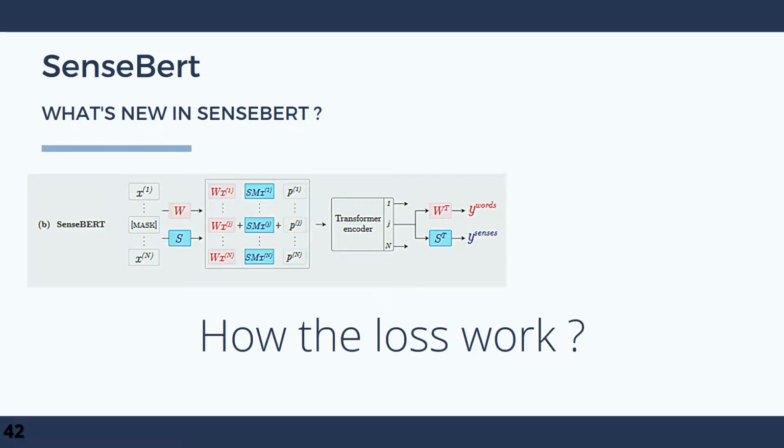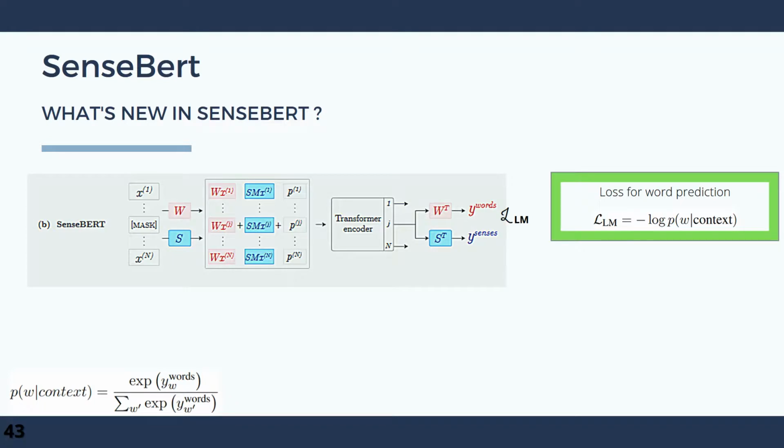So, how does the loss work? The loss for word prediction is minus log of the probability of W given the context. It's the same as for vanilla BERT. If the softmax of a wrong word is too high, we'll have an important loss. The probability of W given the context is the formula at the bottom left. W is the word that we want to predict, while W' are all of the other words that we do not want to predict.